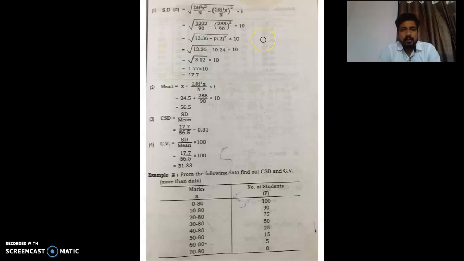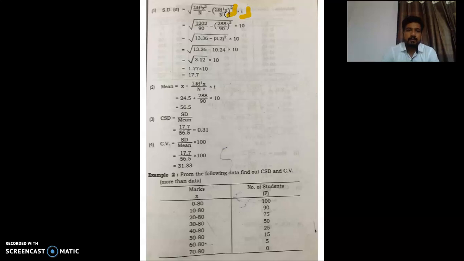SD equals under root of [f d dash x square divided by n minus (summation f d dash x divided by n) bracket square] multiplied by I, where I is the interval, and that is actually outside of the under root. So don't be confused, because most of the students calculate this I inside of this under root, which is actually wrong, because your answer will be wrong. So keep in mind that this I is actually out of this particular under root.